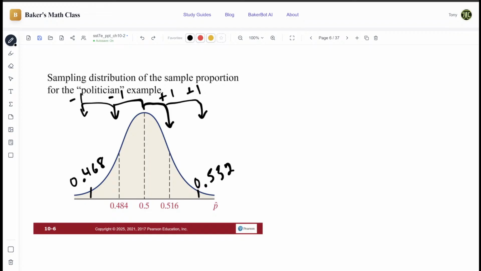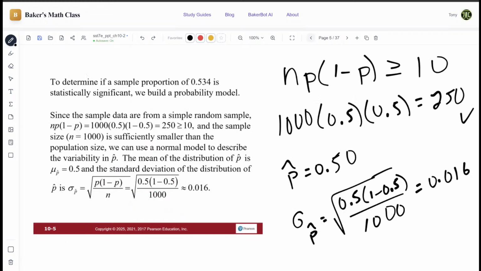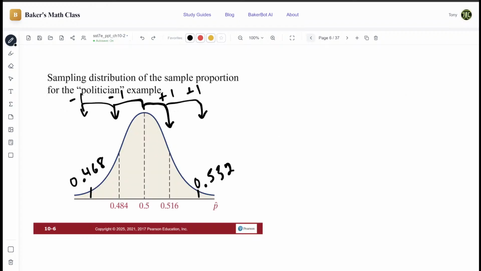So is the value that I got in my probability piece, 0.534, where would it fall in this? It's going to fall over here, right? But not by much. It's pretty close. However, since it's over here, I can now claim that that's statistically significant because it's more than the 2 standard deviations away. Okay.